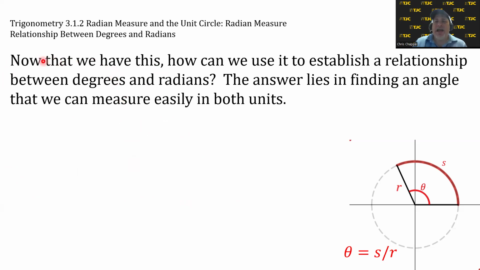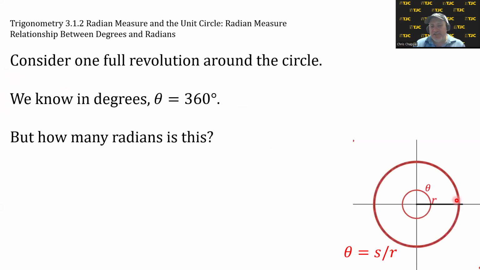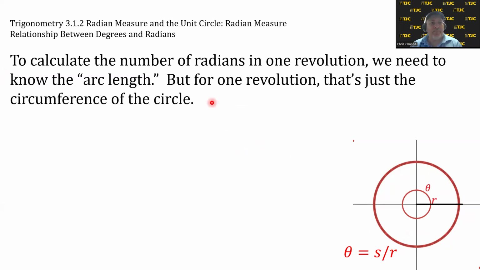Now that we have this, how can we use it to establish a relationship between degrees and radians? The answer lies in finding an angle that we can measure easily in both units. So let's consider one full revolution around the circle. We know in degrees theta is equal to 360 degrees. But how many radians is this? Well, think about it. In order to calculate the radian measure, we need to know the length of the arc as we travel 1 revolution. Well, that's just the circumference.